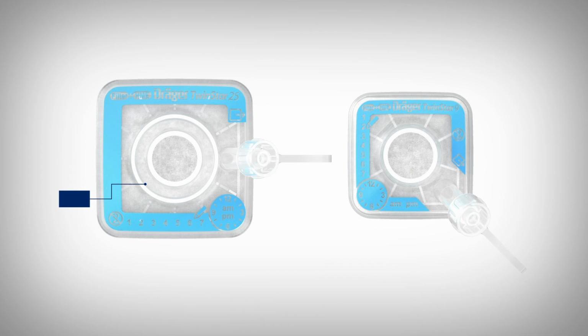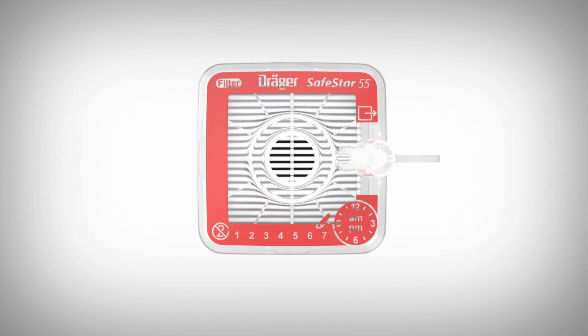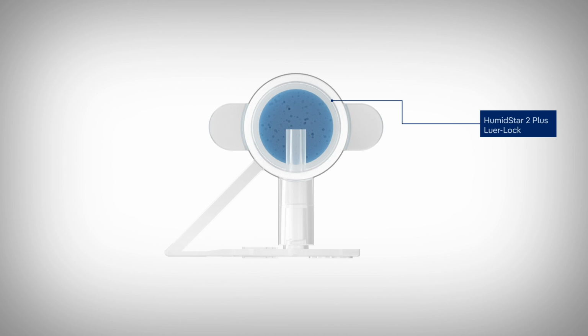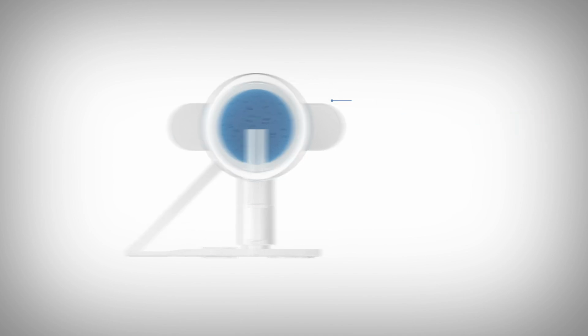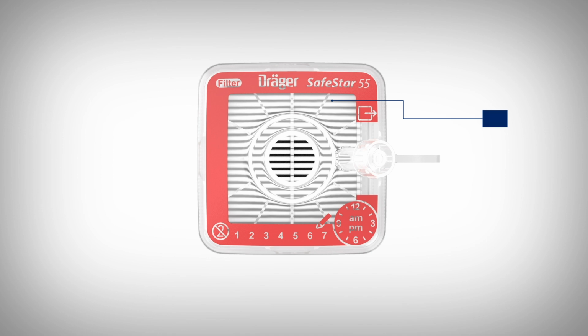For pediatric patients, a TwinStar 25 Plus or TwinStar 9 Plus is recommended. Accordingly, a SafeStar 55 Plus mechanical filter should be used at both the inspiratory and expiratory ports. For neonatal patients, an optional HME HumidStar 2 Plus can be used on the Y-piece. A SafeStar 55 Plus mechanical filter is recommended at the inspiratory port and expiratory port.